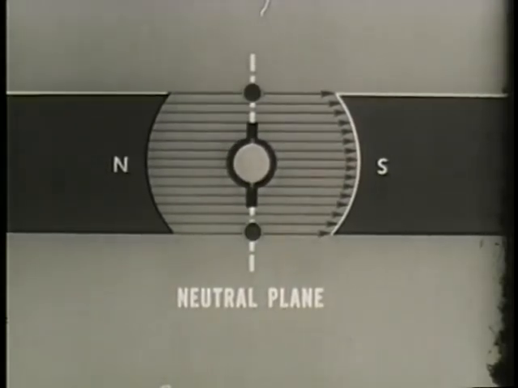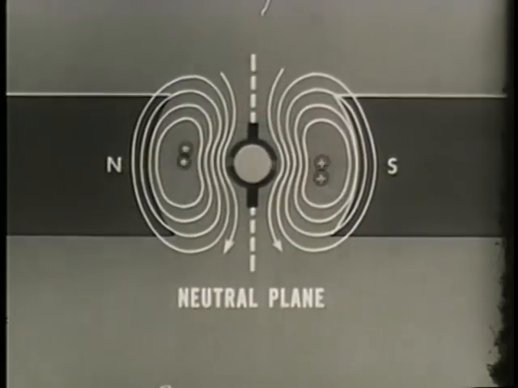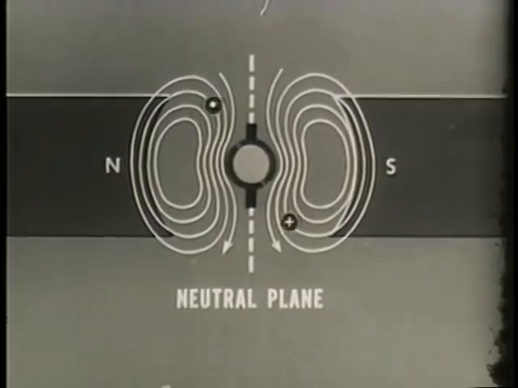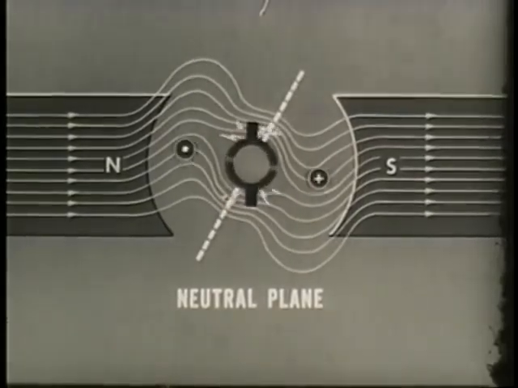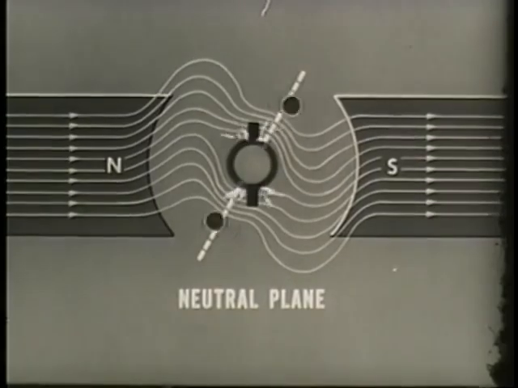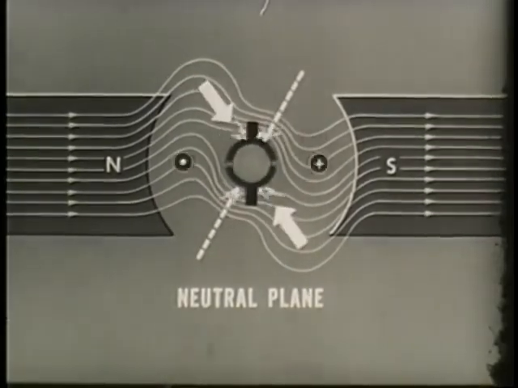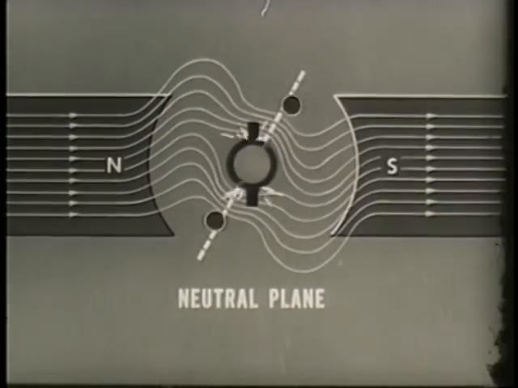But the current flowing in the armature loops or coils sets up a magnetic field of its own. This magnetic field interacts with the main magnetic field and distorts it. The distortion causes a shift in the neutral plane and sparking at the brushes. The effect is called armature reaction. Sparking may cause severe interference in nearby electronic equipment.